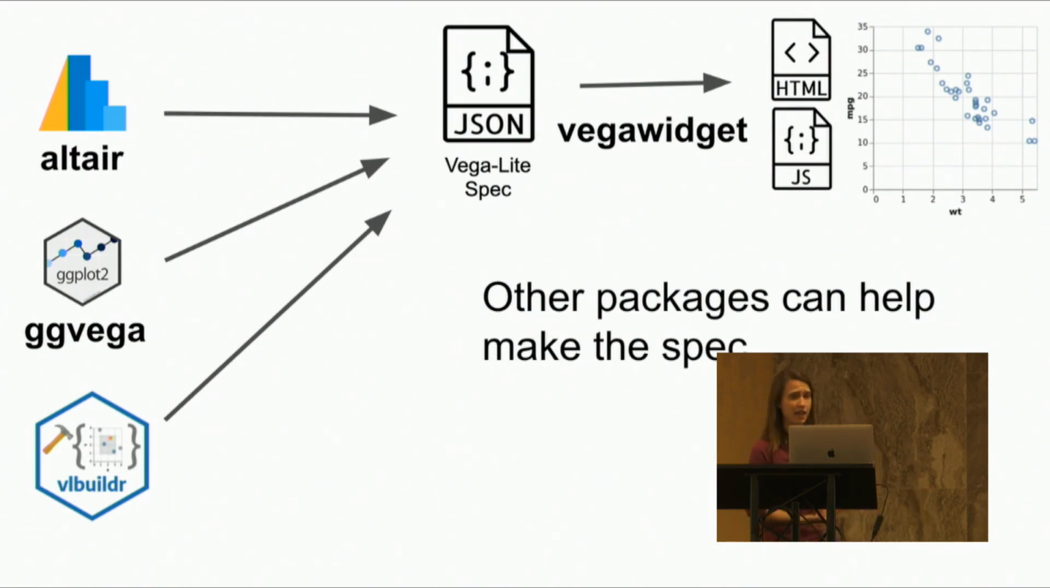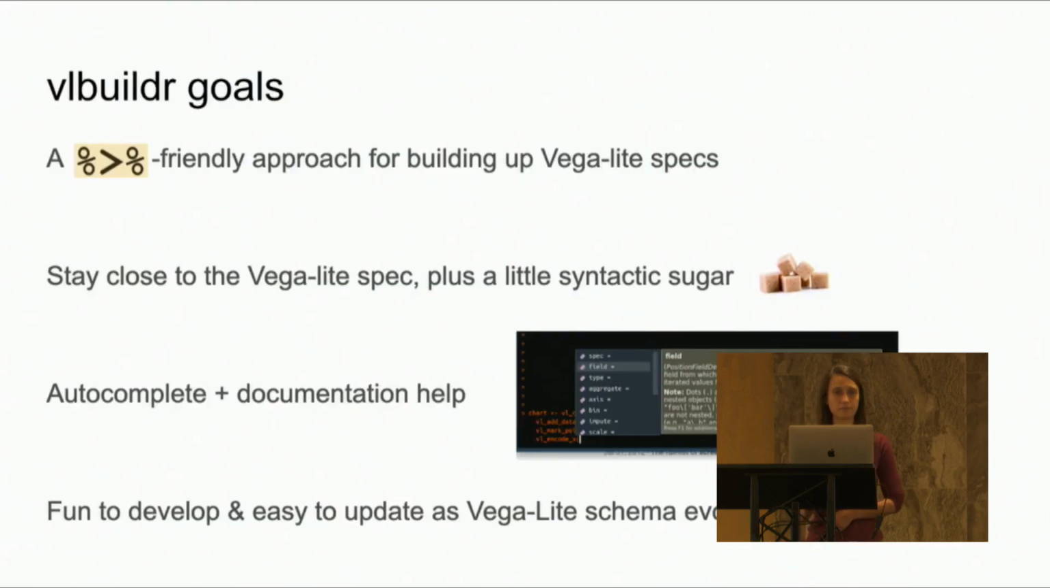Ian and Haley and others are now working on ggvega, which is a package to take a ggplot object, turn it into one of those specs, and then have it render. And then I've been working on vlbuildr, which is basically in some ways like a spiritual successor to that Vega-Lite package, which tries to make a native R API to make these specs, which then can be rendered via vegawidget. So the goals of vlbuildr were that I wanted a pipe-friendly approach for building up Vega-Lite specs. I wanted something that felt sort of natural to an R user who might be familiar with the tidyverse.